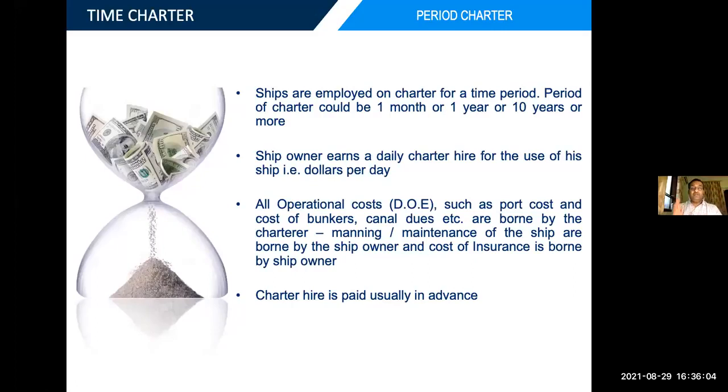Where was I? Okay, right. There are mainly three types of insurance. One is H&M insurance, next is war risk insurance, and third is P&I insurance, protection and indemnity insurance. These are fundamentally the three types of insurance. H&M insurance is an asset insurance, hull and machinery insurance. You insure the hull and machinery of the ship.